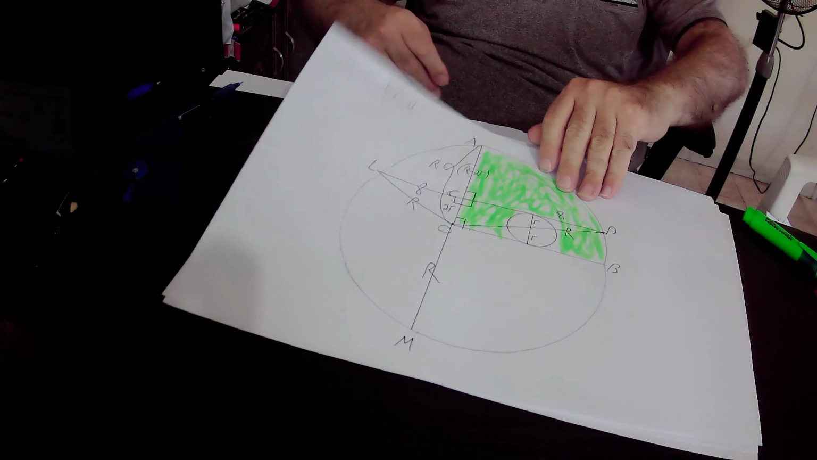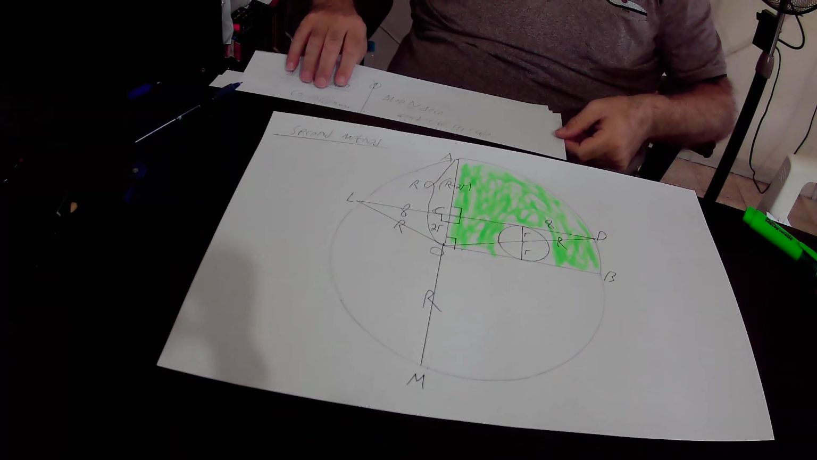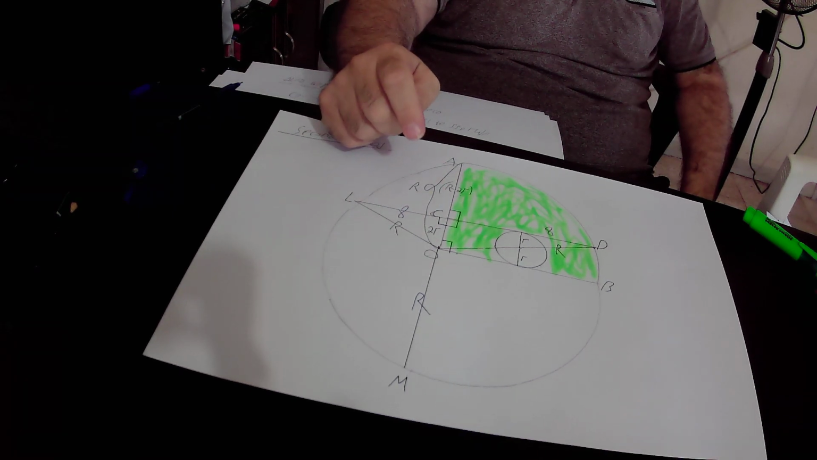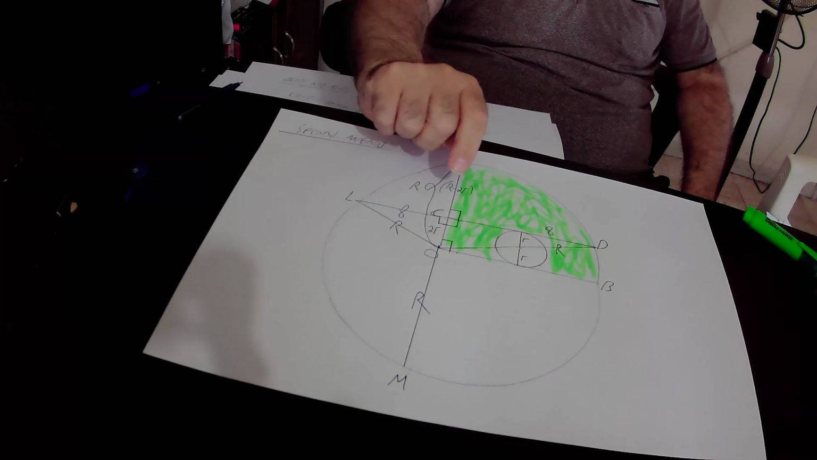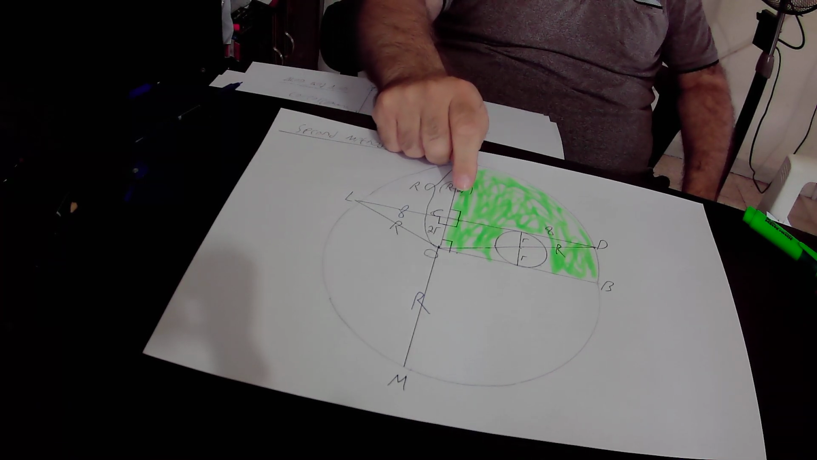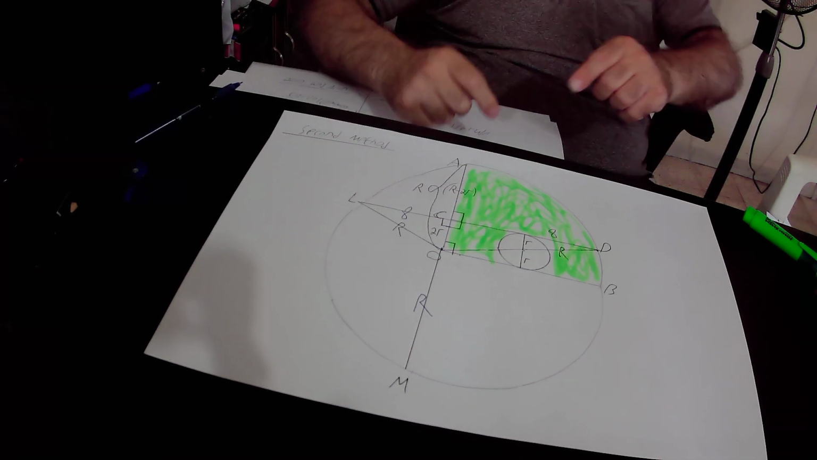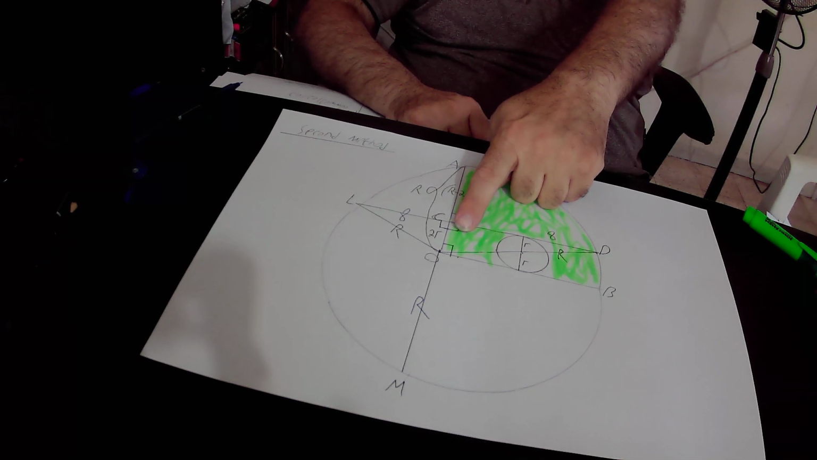In the second method, we have already found out in the first method that CO equals 2R. And here this angle equals 90 degrees. Therefore, according to rule number 3, this angle must also equal 90 degrees.